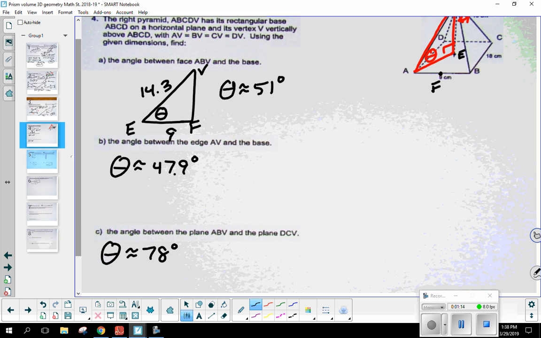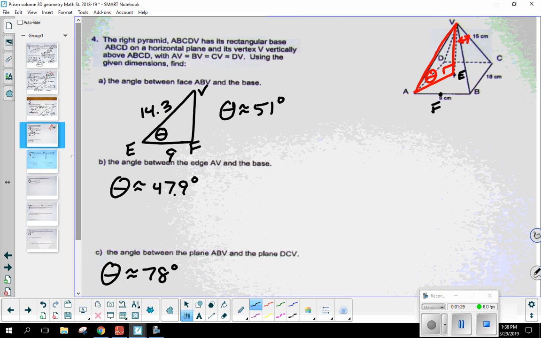Who wants to help me with B? So many hands, I just need one volunteer. So, the angle between the edge AV and the base. You'll notice I've already got that diagrammed over here. So here's the edge AV and the base of the prism. We're looking at this triangle right here.